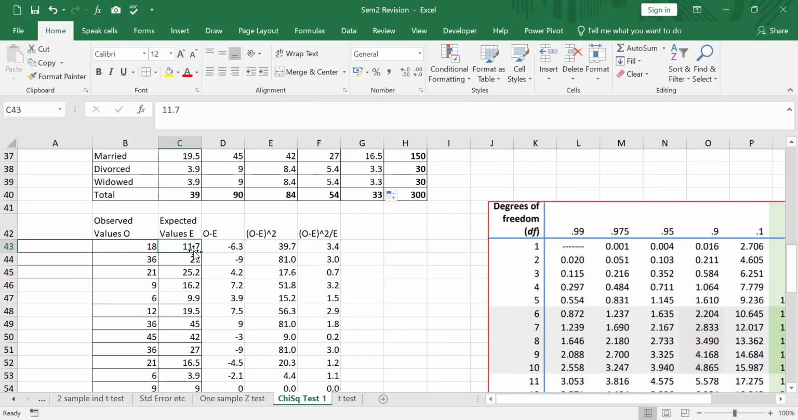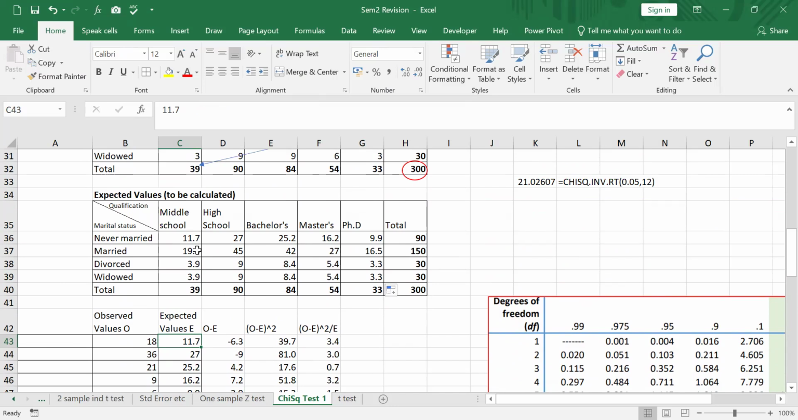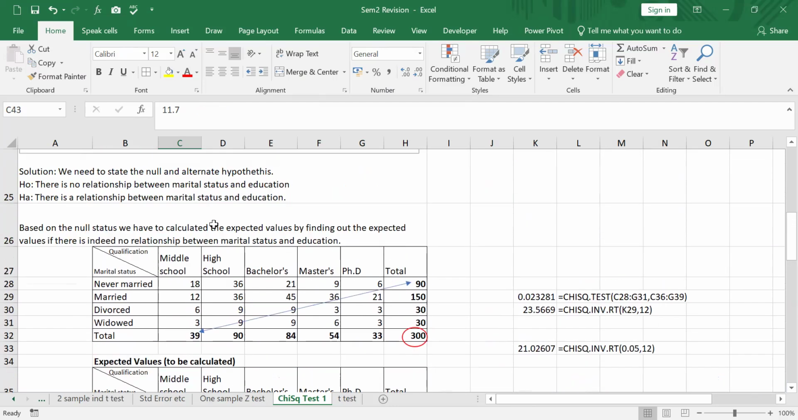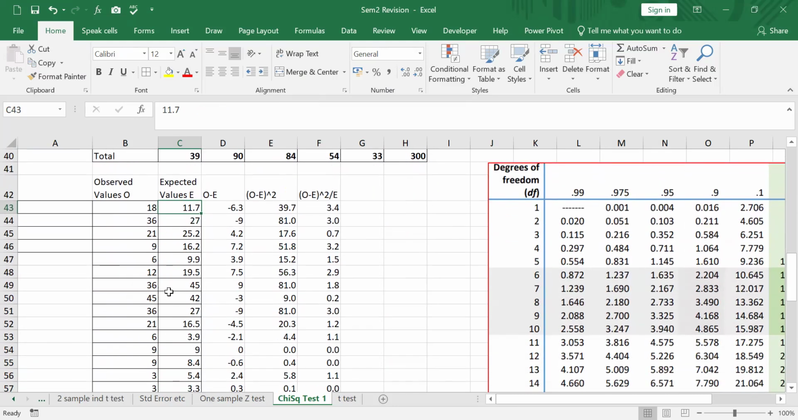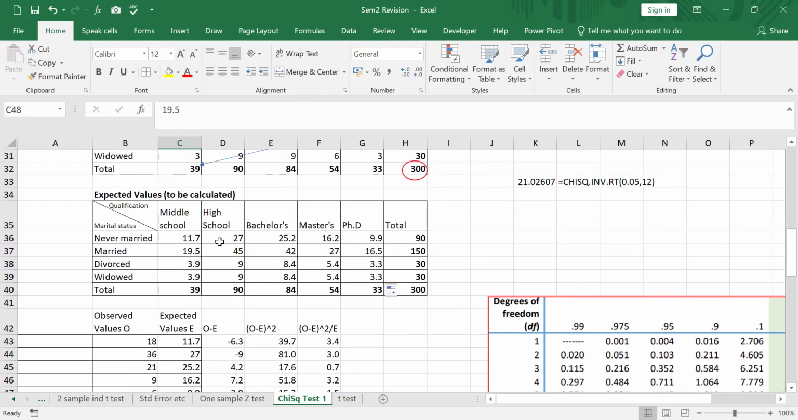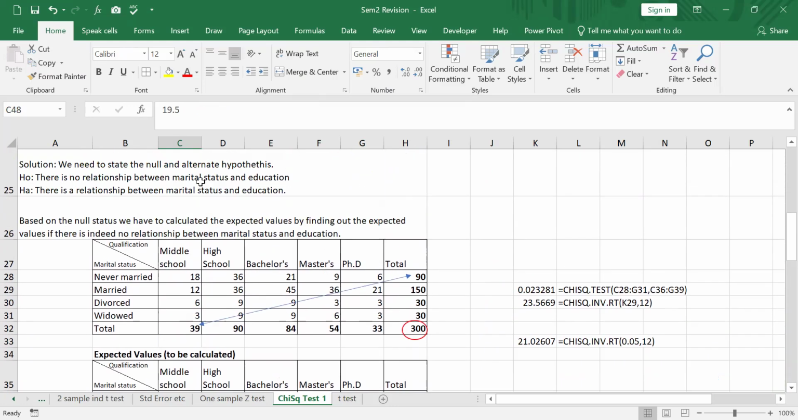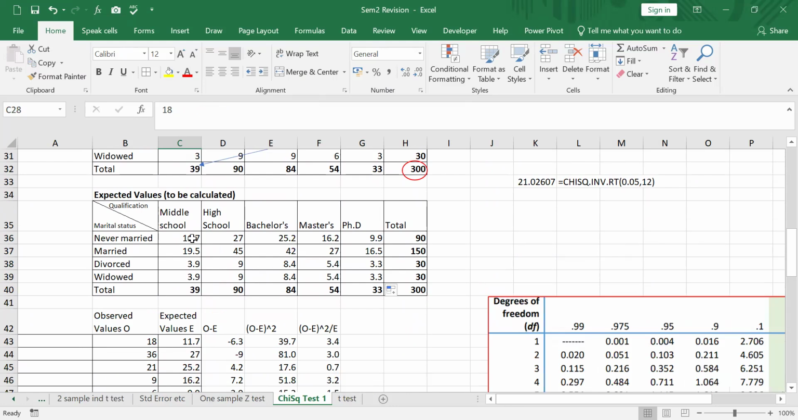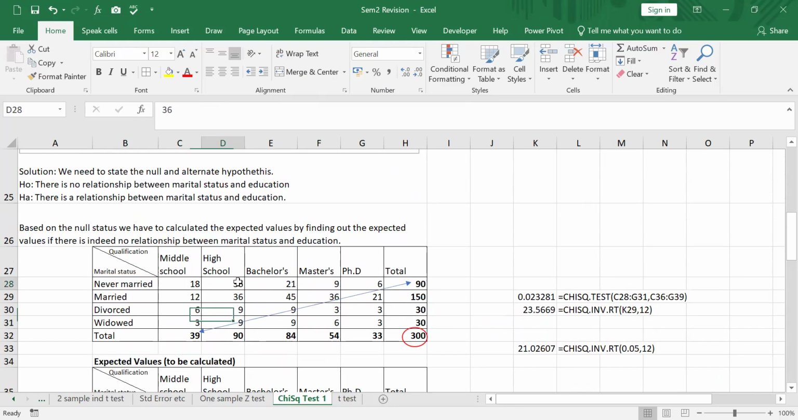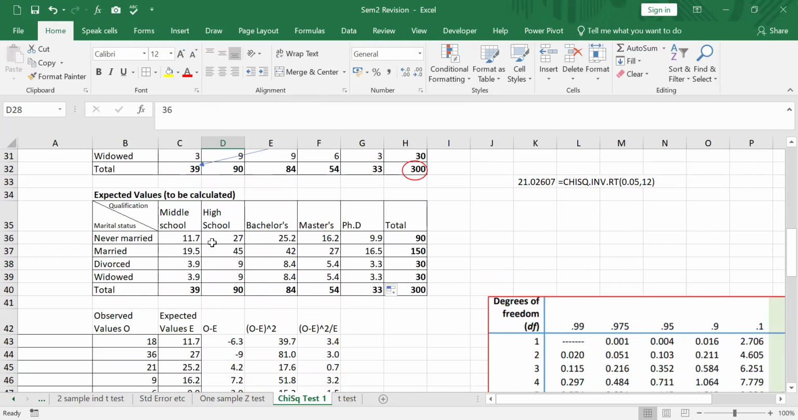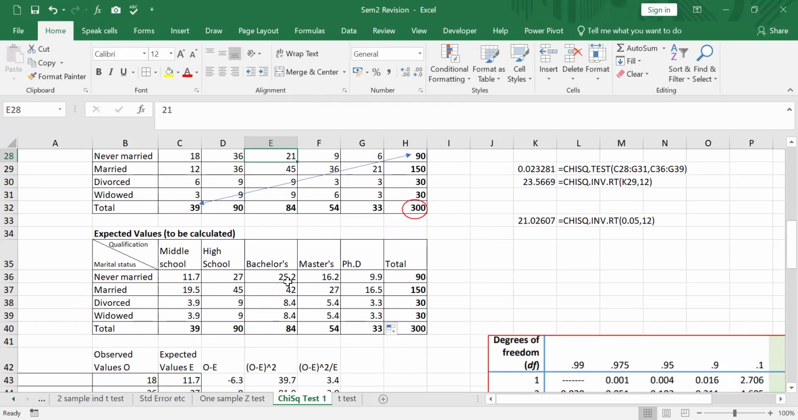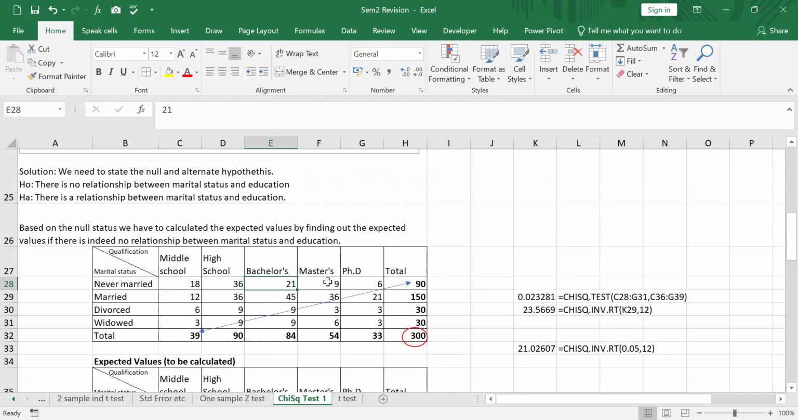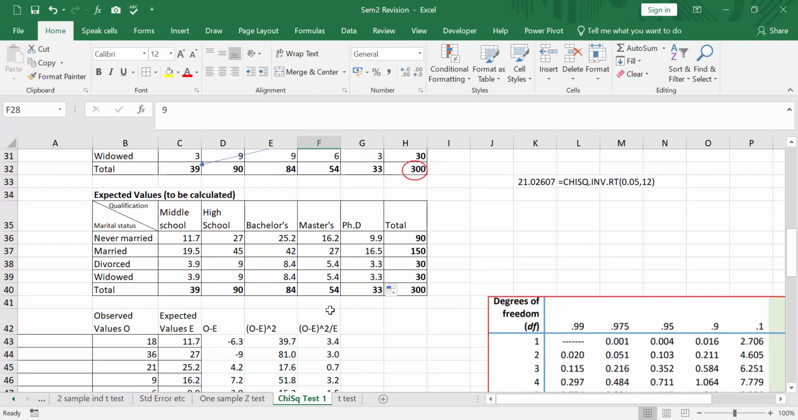So 18, 11.7, then 19.5, 12 and 19.5. It is here. If I'm going row wise, let us see 18 and 11.7. Next 36 minus 27. 21 minus 25.2. 9 minus 16.2.